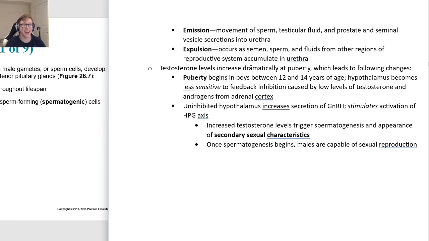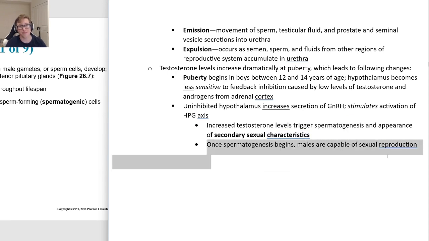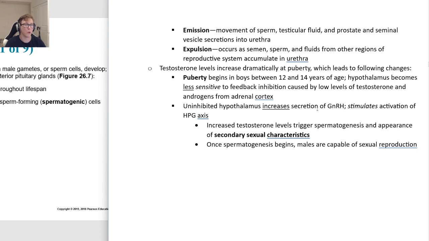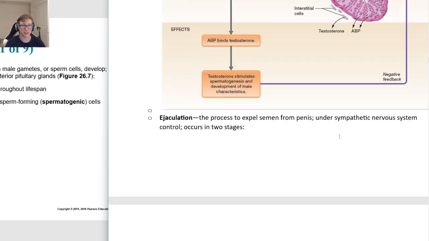Puberty in boys begins at 12 to 14 years of age. The hypothalamus becomes less sensitive to inhibition, and we're starting now to ramp up production of GnRH, which then stimulates the activation of the HPG axis. And then we get those secondary male characteristics. We get the trigger of spermatogenesis, where we're starting to make sperm. And then once this begins, males are essentially capable of sexual reproduction. We will be going into puberty much deeper in a separate section, but this is just to get you started.